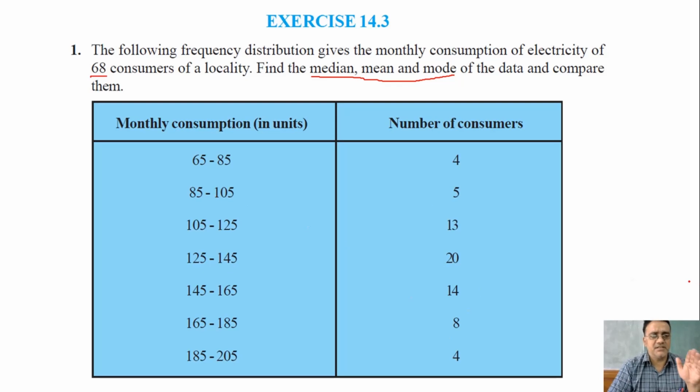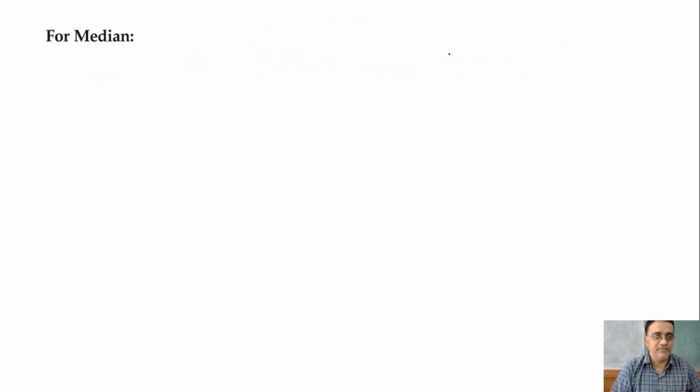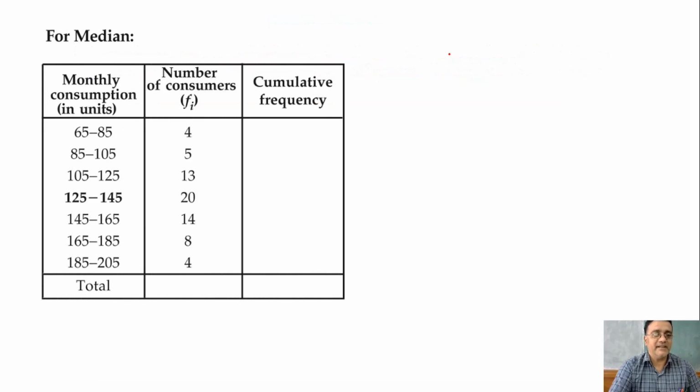Now first step, you have to check the class interval whether it is continuous or not. Continuous hai? Yes, sir. Okay. So we will go to the next step. We have to find CF, median. First we have to find the median, the mean and the mode, all three. So mean and mode will also get revised here. So first the median. For the median, three columns: class interval, frequency and CF.